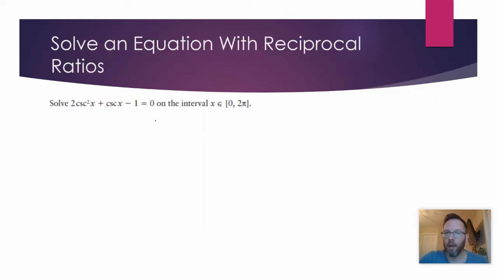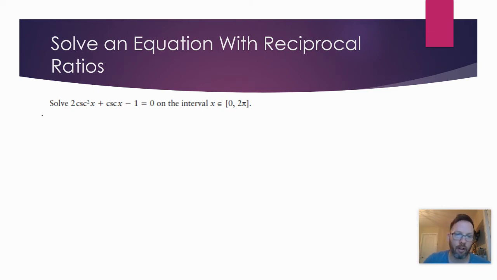All right. In this question, we're going to apply some of our skills, but we're going to mix in some reciprocal ratios here. So looking at the equation, 2 times cosecant x squared plus cosecant x minus 1. Our immediate reaction should be, okay, it's quadratic. It looks like I should factor this one. And for this one, because the coefficient in front of the quadratic term is not 1, we can't use simple trinomial factoring.